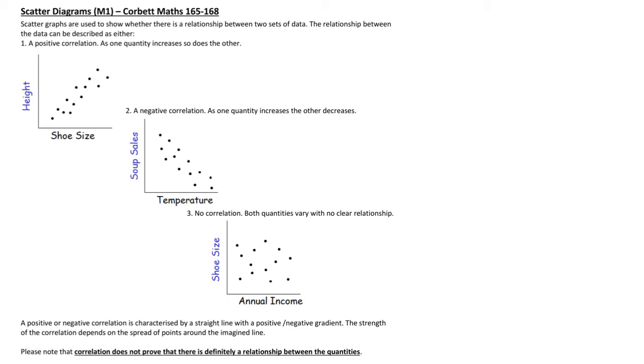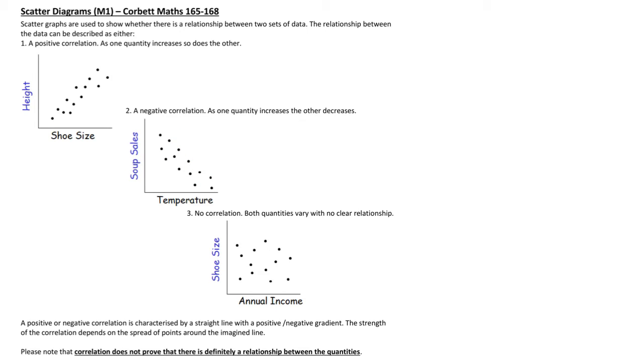A negative correlation would be one that decreases. For instance, the sale of soup and the temperature. So if it's really cold, you might have a lot of soup sales, whereas if it's a lot warmer in the summer, you tend not to choose soup. You'd have something maybe like a salad or something a bit more refreshing, whereas soup would warm you up. So that's a negative correlation, and we can see that the lines generally slope down the way.